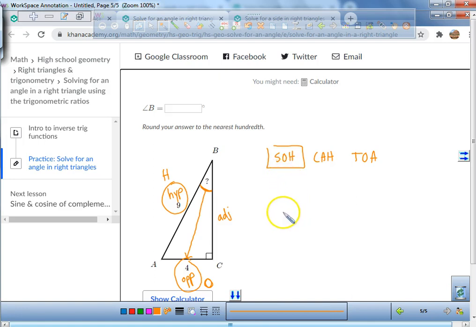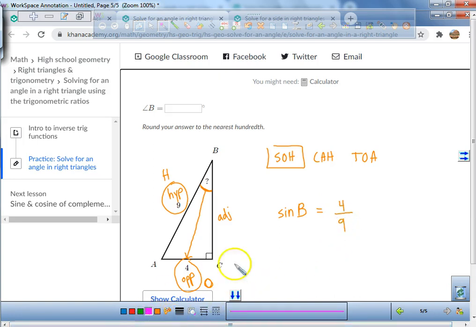All right. So we're going to use sine. So we'll put the sine of capital B equals my opposite side, which is 4, over my hypotenuse, which is 9.